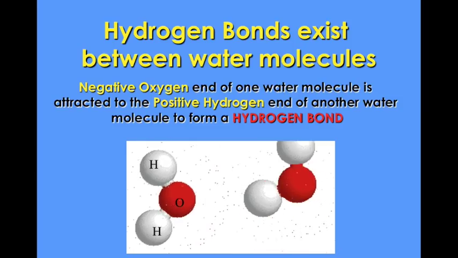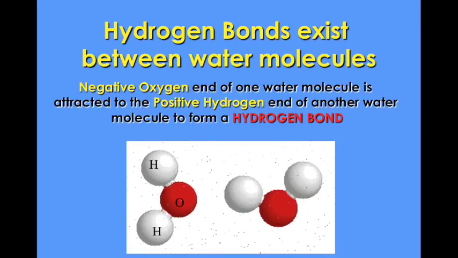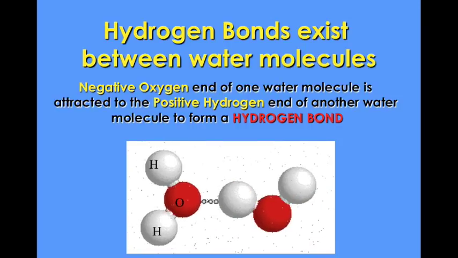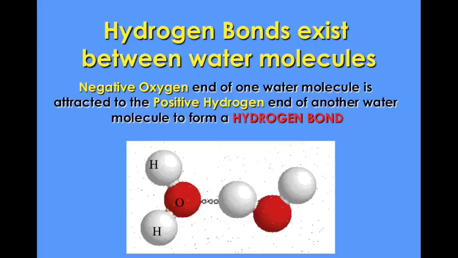Hydrogen bonds exist between water molecules. So the negative oxygen end of one water molecule is attracted to the positive hydrogen end of another water molecule to form a hydrogen bond. So in the little animation you can see the hydrogen bond forming between the negative oxygen end and the positive hydrogen end. The oxygen is red, the hydrogen is white.